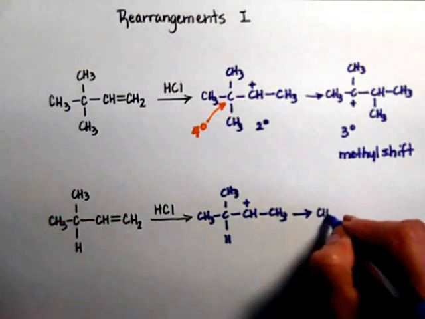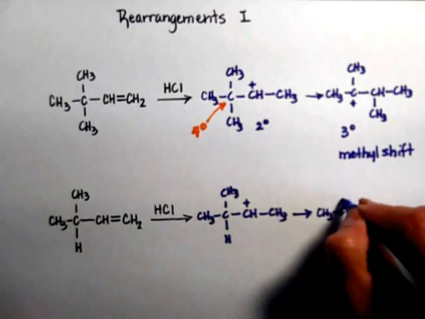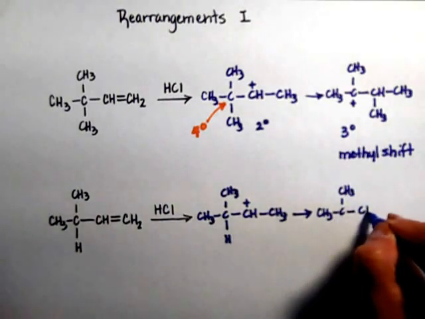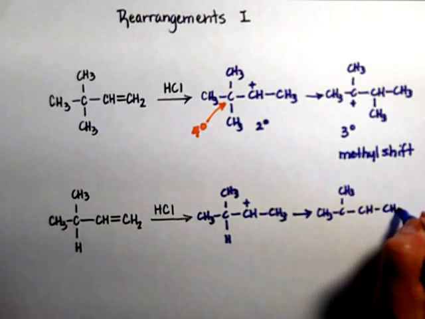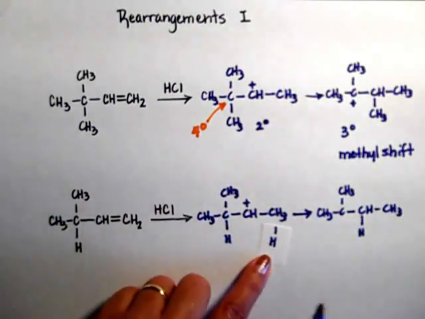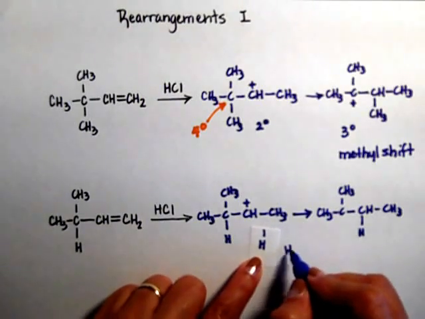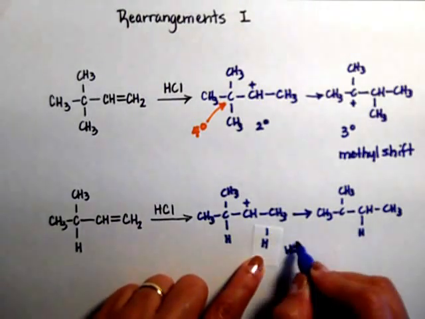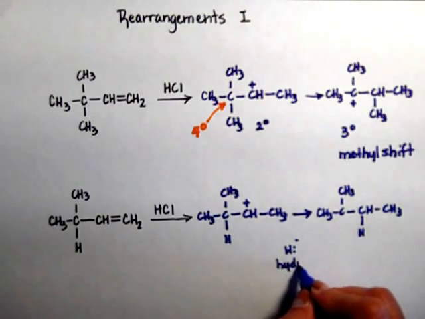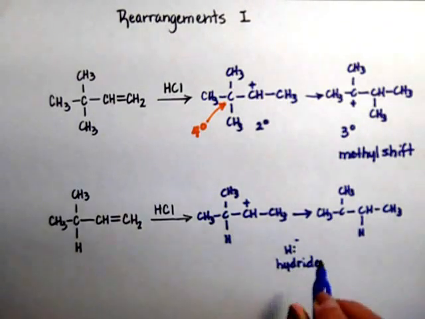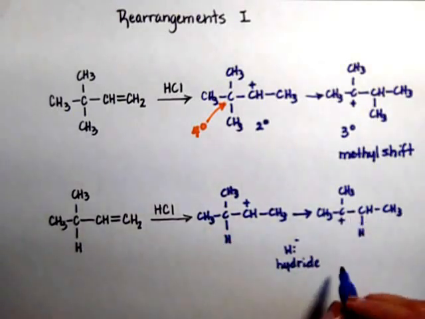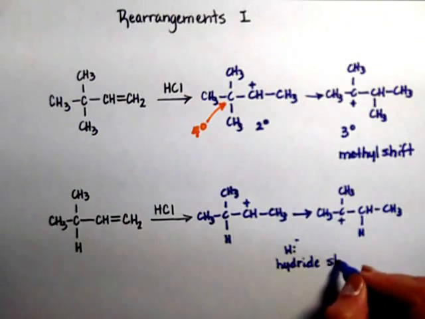Now this particular rearrangement is not going to be called a hydrogen shift. The correct name for it is a hydride shift, because when we move that hydrogen, we move a hydrogen with the 2 electrons that it had in the bond, so it's a negative, and a negative hydrogen is called a hydride. So this rearrangement we did here to get the tertiary carbocation is a hydride shift.